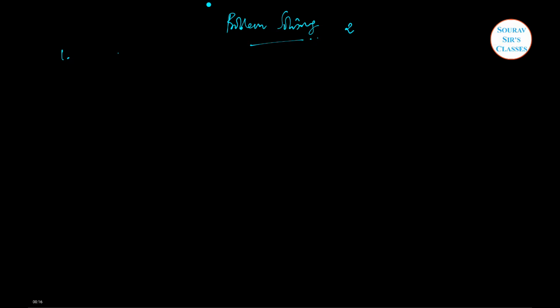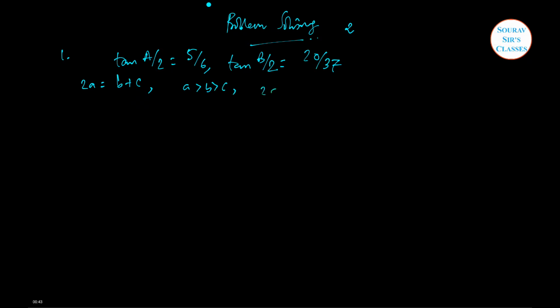It's given that in a triangle, tan A by 2 equals 5 by 6 and tan B by 2 equals 20 by 37. So these are the two things given, tan A by 2 and tan B by 2. Then we need to find out which of these is correct: whether it is 2a equal to b plus c, or a greater than b greater than c, or 2c equal to a plus b, or none of these. So this one is a tough one because of this particular option. So let's give it a try.